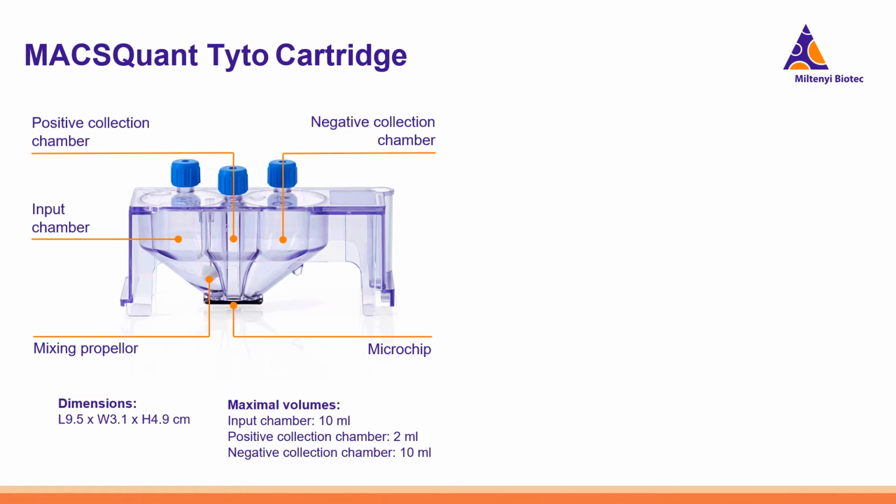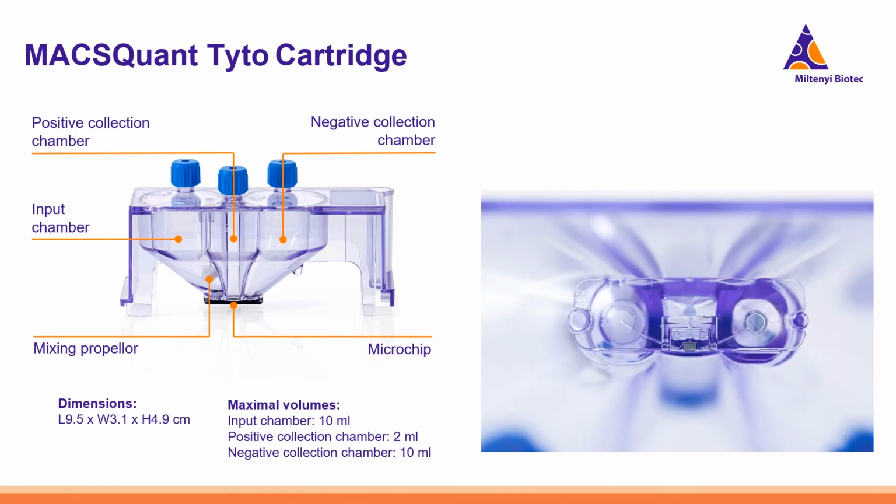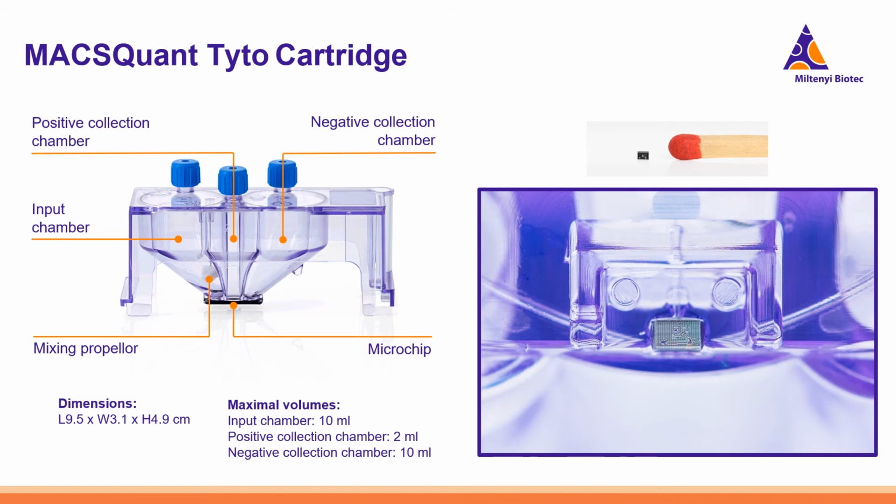A mixing propeller in the input chamber prevents the cells from settling down. The analysis as well as the sorting happens at a small microchip at the bottom of the cartridge. So I would also like to look into that in more detail. Here you can see from the bottom view that we really are talking about a small MEMS chip. Here you can see that comparison. And if we look into more detail, we can already see it's sitting in the middle of the base of the cartridge and is connected to the chambers via different channels, which you can see here.